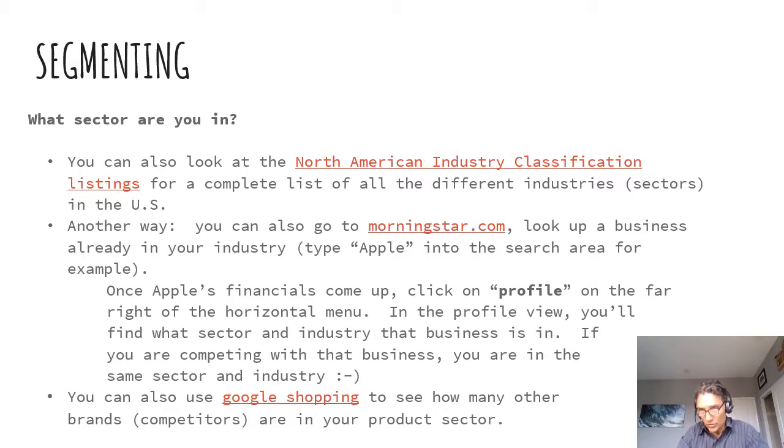Another way you can do this, your second bullet point on this slide, is to go to Morningstar.com. Morningstar is a stock quote site like E-Trade and all these other ones. But if you go into Morningstar.com and it's got a search bar in there, you can type in a business that's already in that sector. So maybe you want to be the next cell phone manufacturer and you've got a product idea. You can go to Morningstar.com and type in an existing competitor that you know of. They have to be a public company.